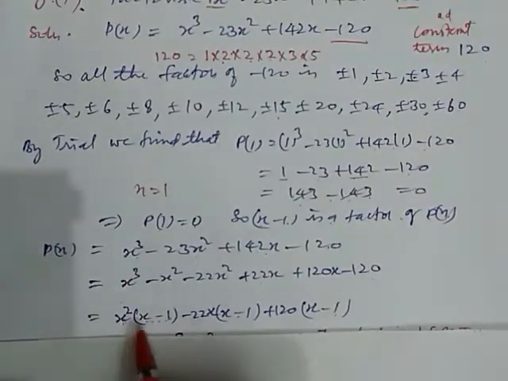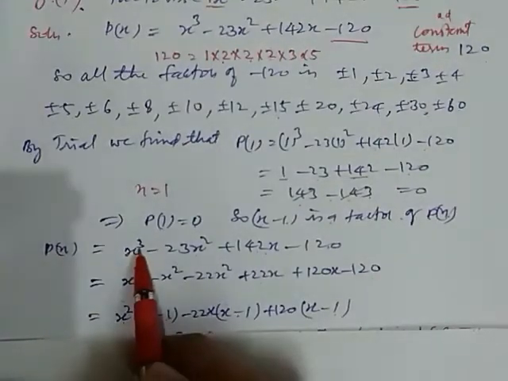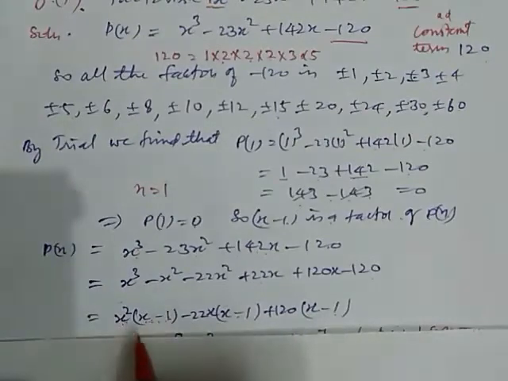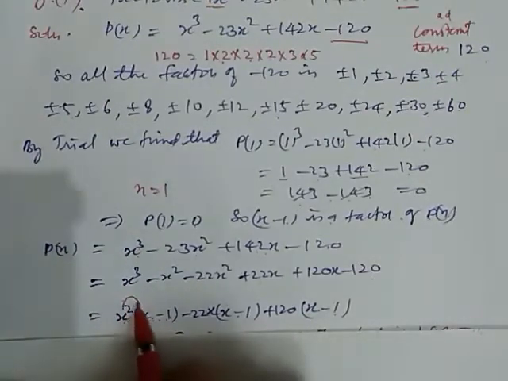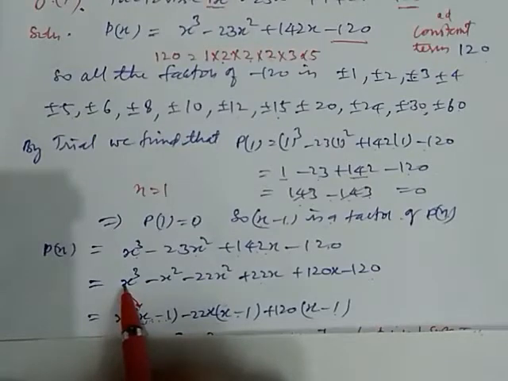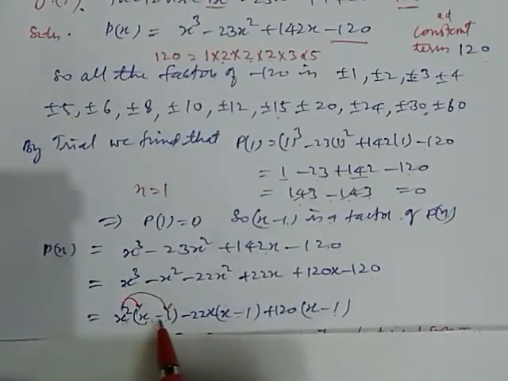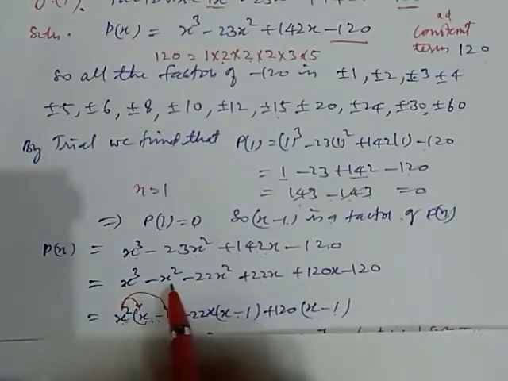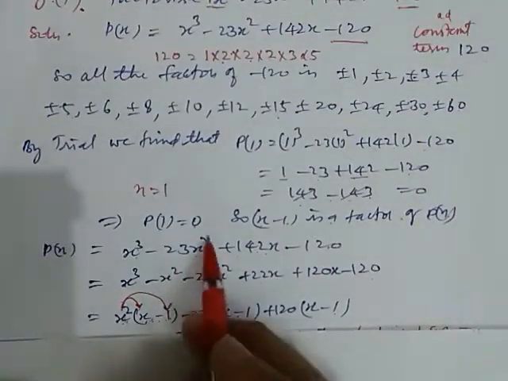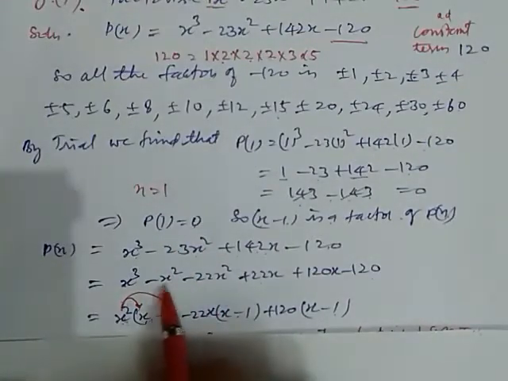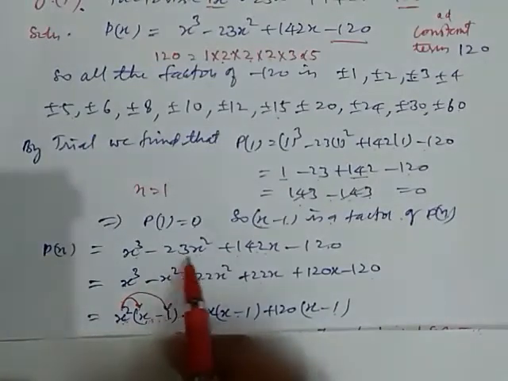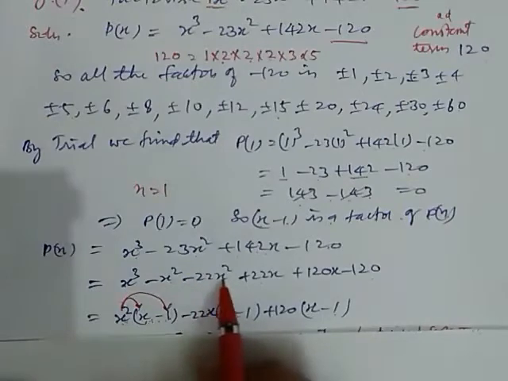So x square into x we get x cube, so put here x square. Now when we multiply this x square by x, here is the x cube. Now multiply this x square by 1, because this is minus 1, so we get minus x square. So write down here minus x square. Now look at this minus 23x square. Here we get minus x square and we want to get minus 23x square. So what is left? Minus 22x square is left.